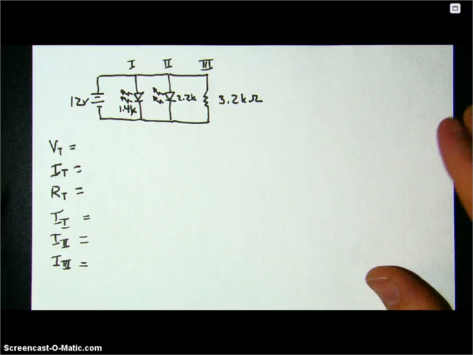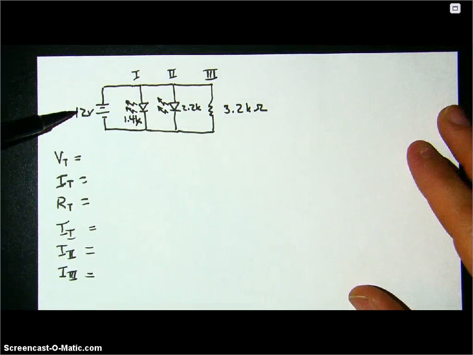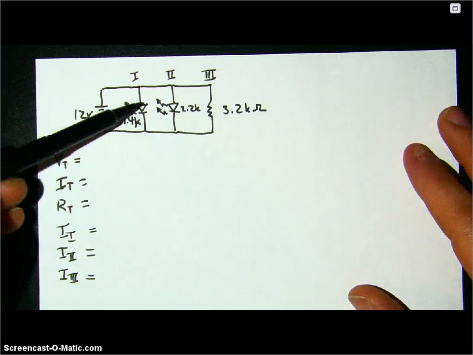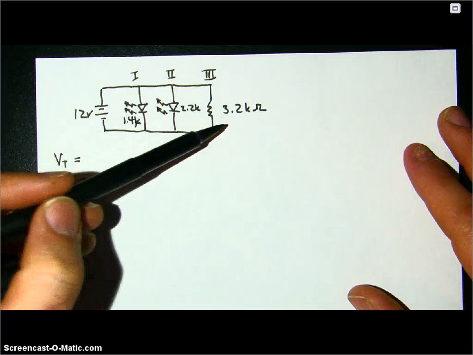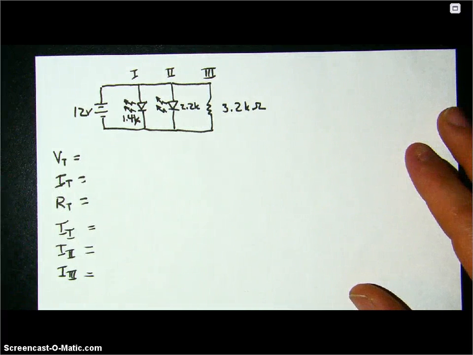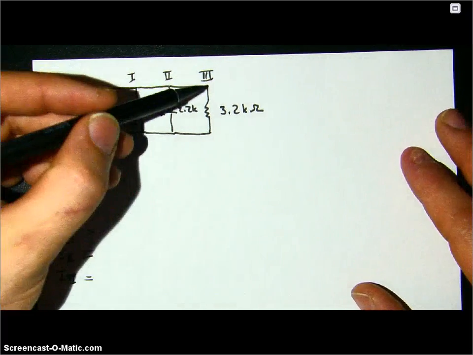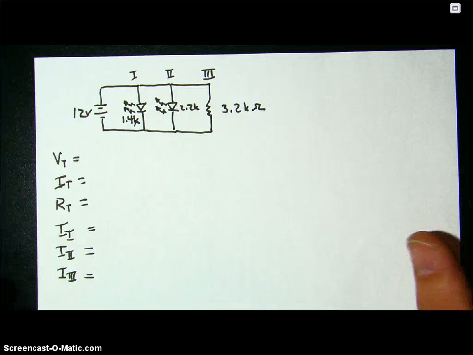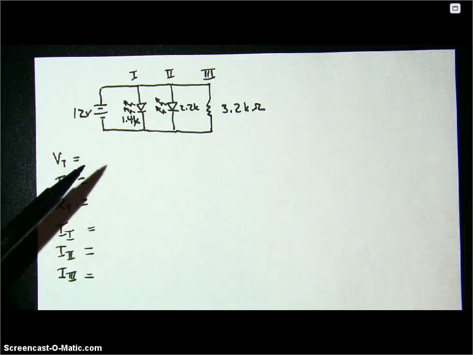Okay, in the parallel circuit that we have here, we have 12 volts for our pressure in the circuit. We have 1400 ohms at our diode here, 2200 ohms at this diode, and 3200 ohms at the third branch, the resistor. So again, what's unique about parallel circuits compared to series circuits? Yeah, more than one path. What stays the same?